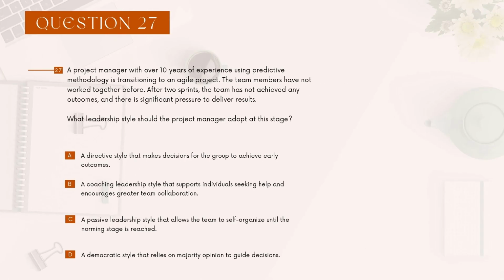Let us move on to number 27. A project manager with over 10 years of experience using predictive methodology is transitioning to an agile project. All right, I got it now. Team members have not worked together before. After 2 sprints, the team has not achieved any outcomes, and there is significant pressure to deliver results. What leadership style should the project manager adopt at this stage?